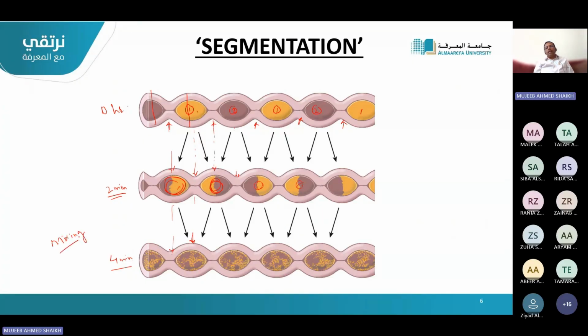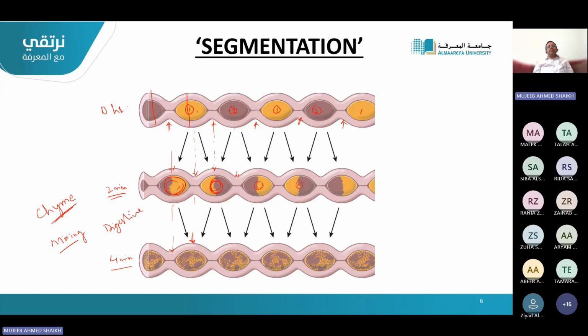Now we don't call it food because it is already partially digested. We call it chyme. So chyme is mixing between different segments. The function of segmentation movement is mixing the food. Now how is it mixing? Mixing among the liquid, and also mixing with the digestive enzymes.